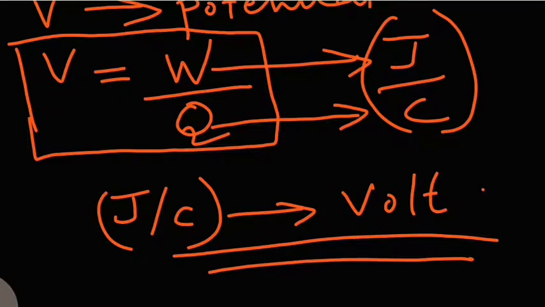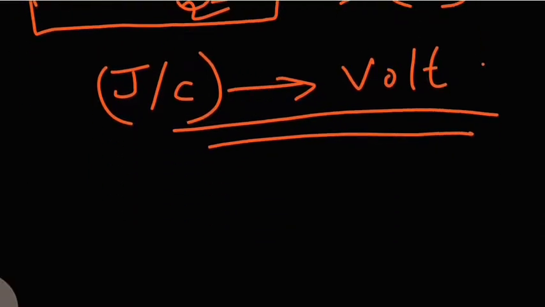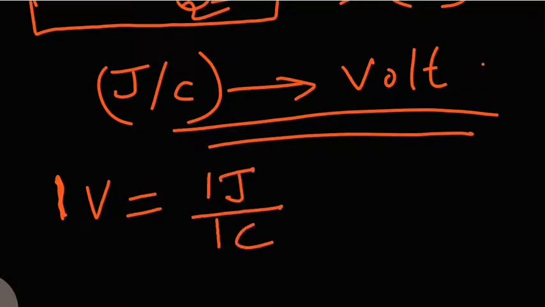Now we can define 1 volt here. What will be 1 volt? Always when you are learning a unit, you have to define the unit. So what will be 1 volt? 1 volt will be 1 joule upon 1 coulomb.